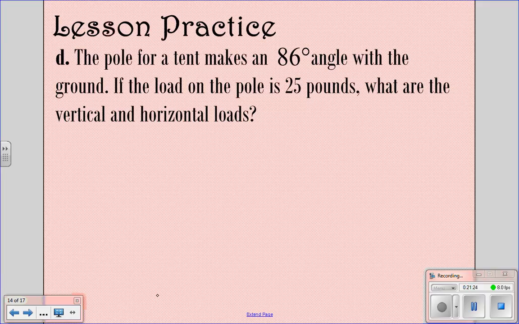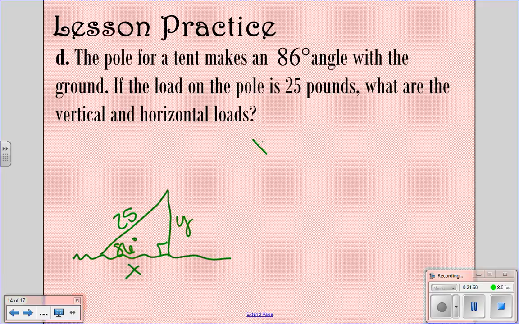Okay? Looking at one more practice problem. We've got a pole that makes an angle with the ground. That's a terrible triangle. Let's try again. That's a right angle, and this is an 86-degree angle, and the load, the magnitude on it is 25 pounds. It wants to know what are the horizontal and the vertical loads. So the horizontal part is there, and the vertical part is there.